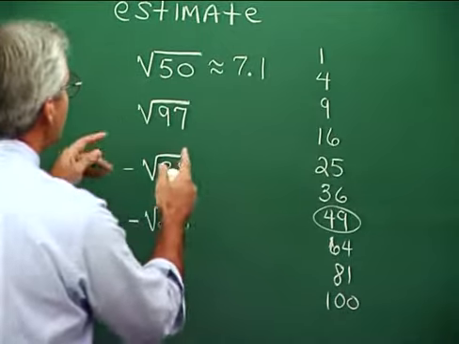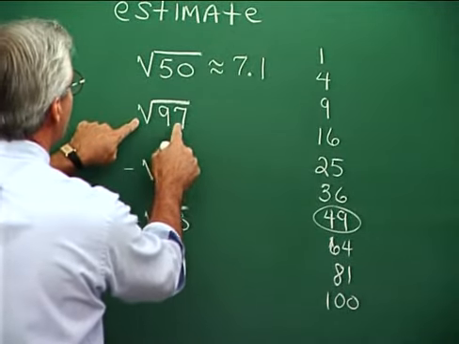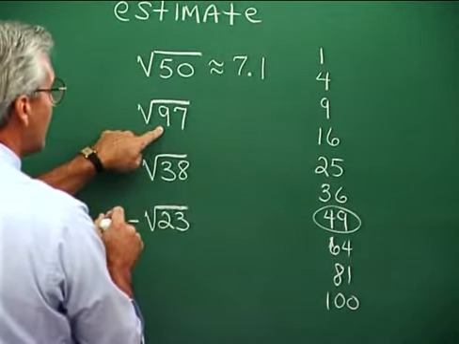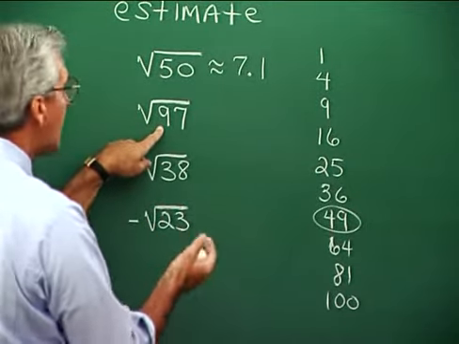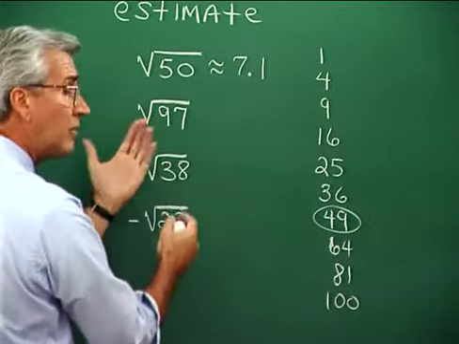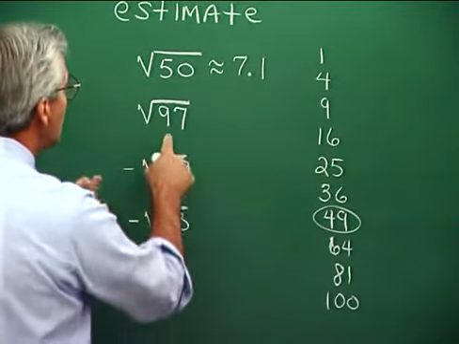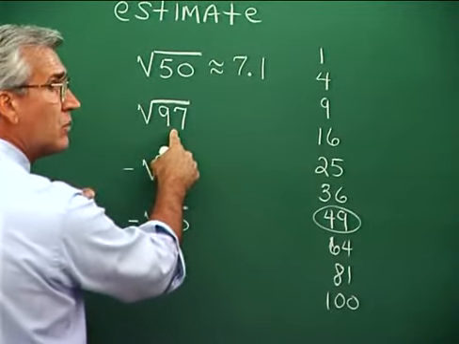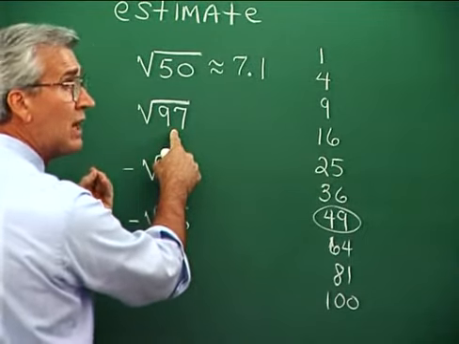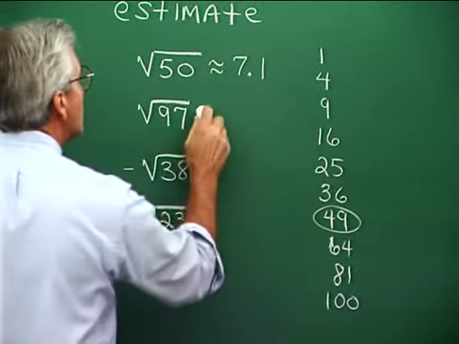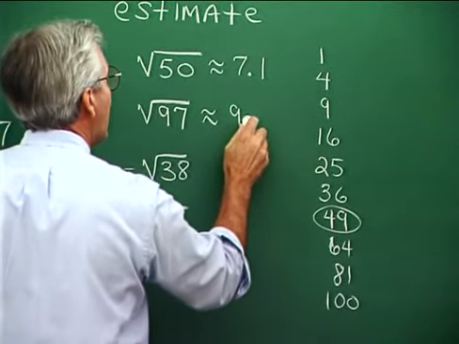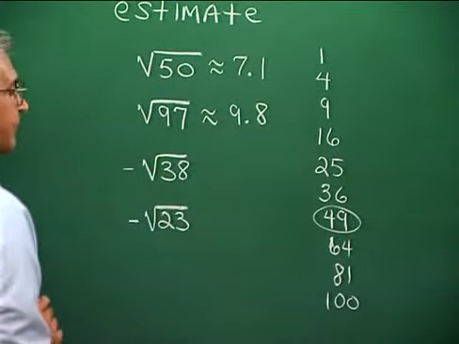Anyway, a similar idea on all of these. The square root of 97, well, 97 is in the neighborhood of 100, and we know that the square root of 100 would be 10. And since 97 is a little bit smaller than 100, then the square root of 97 would be a little bit smaller than the square root of 100. So this square root is a little bit smaller than 10. So maybe it's something like 9.8.